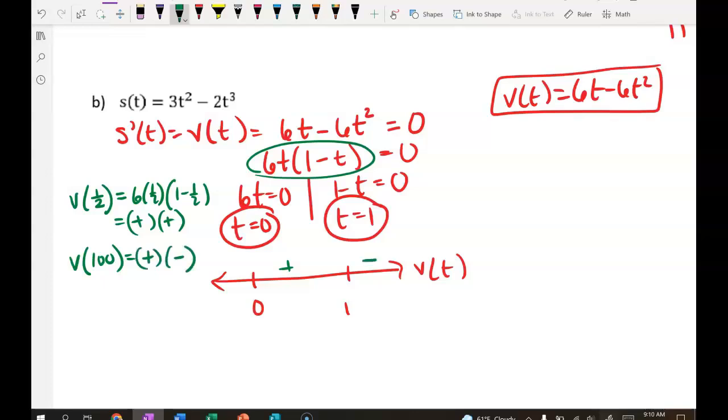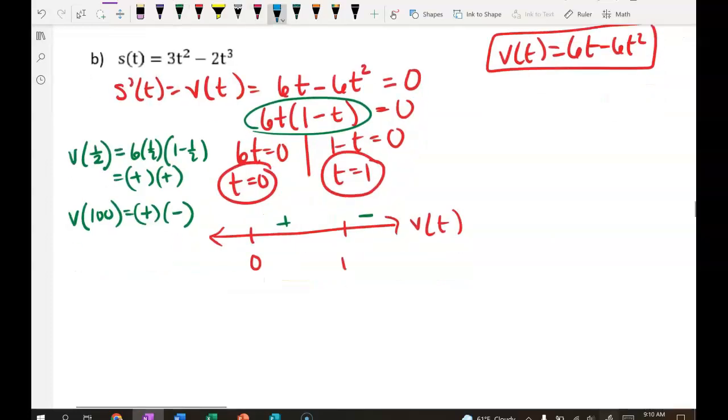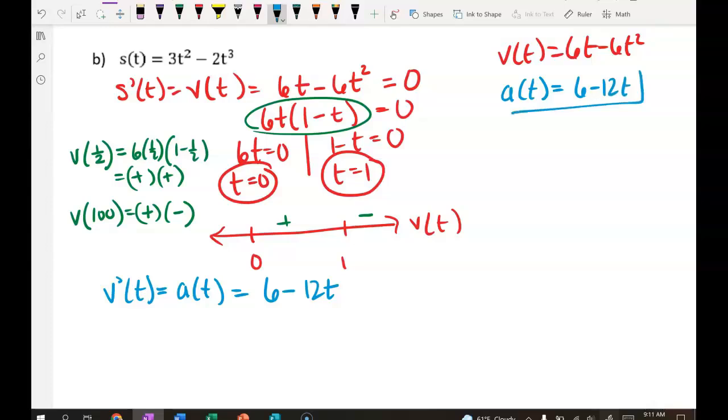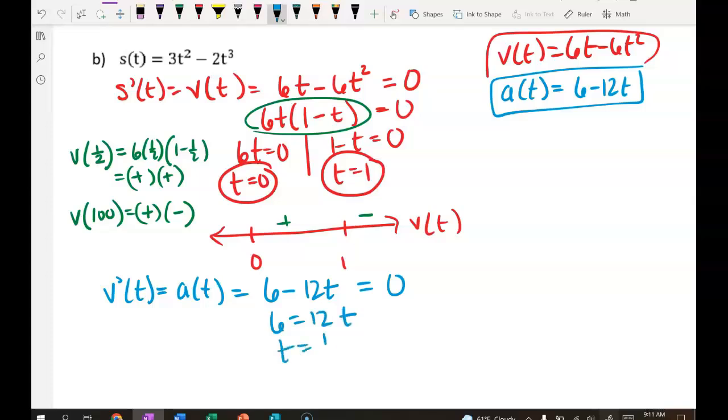We're going to do a similar thing to find the acceleration. Acceleration is the first derivative of velocity, so we are going to have 6 minus 12t. I'm going to box that up because that's part of the question, so I don't want to forget. Whoa, why did my red one disappear? All right, then we will solve for 0. So 6 equals 12t, divide both sides by 12, t equals 6 over 12, which is a half.